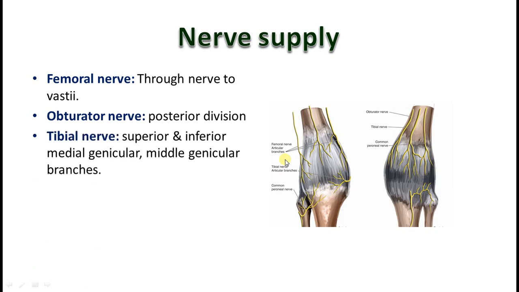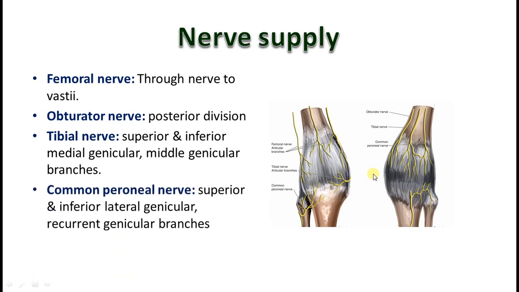Tibial nerve also gives superior and inferior medial and middle genicular branches. Even the common peroneal nerve will give superior and inferior lateral genicular and the recurrent genicular branches. Okay, so the tibial nerve supplies mainly the medial side, the posteromedial side, and the common peroneal nerve the lateral side of the joint. So mainly the femoral nerve, obturator nerve, and the tibial and common peroneal nerves supply the knee joint.